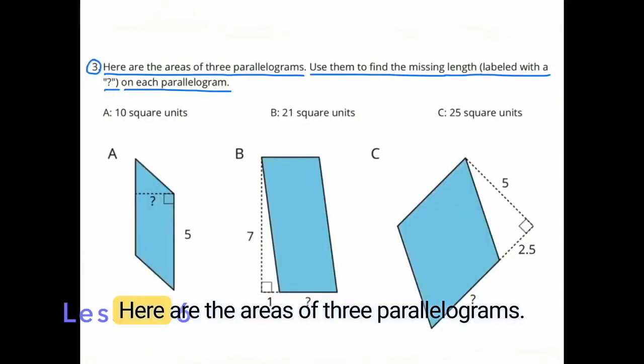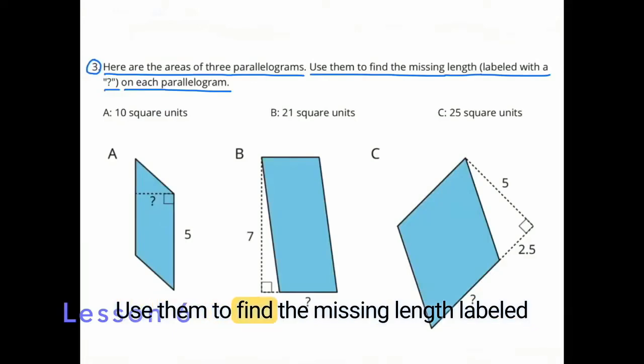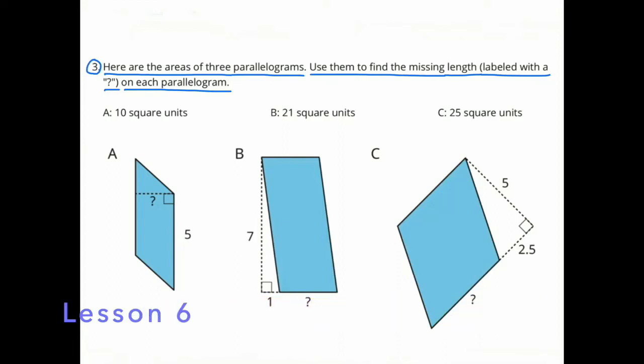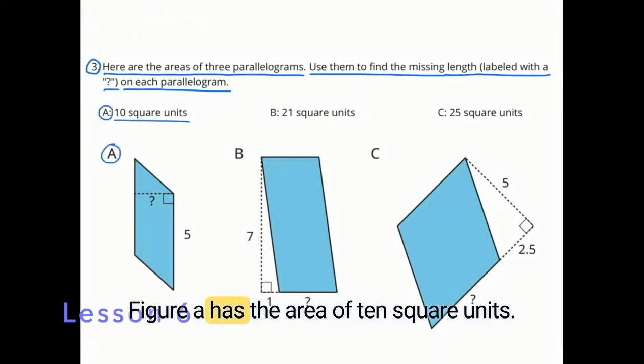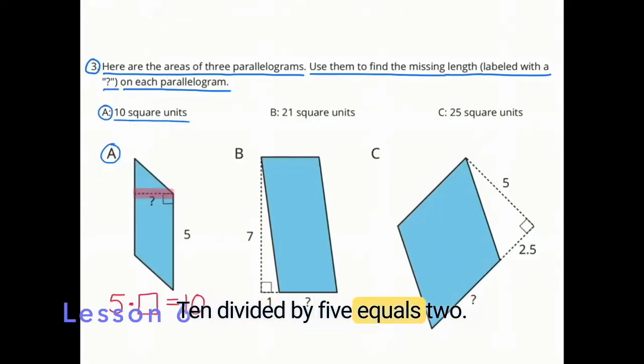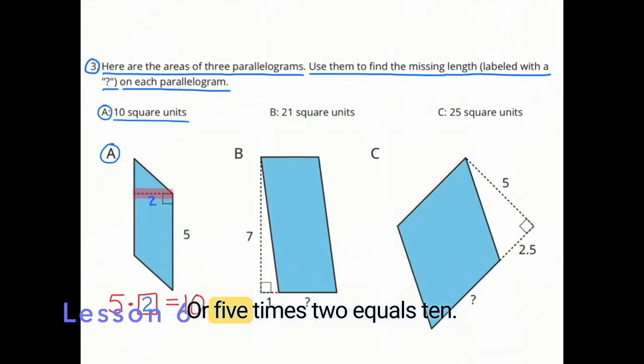Number 3. Here are the areas of 3 parallelograms. Use them to find the missing length, labeled with a question mark, on each parallelogram. Figure A has the area of 10 square units, the base is 5, and the height is unknown. 10 divided by 5 equals 2, or 5 times 2 equals 10.